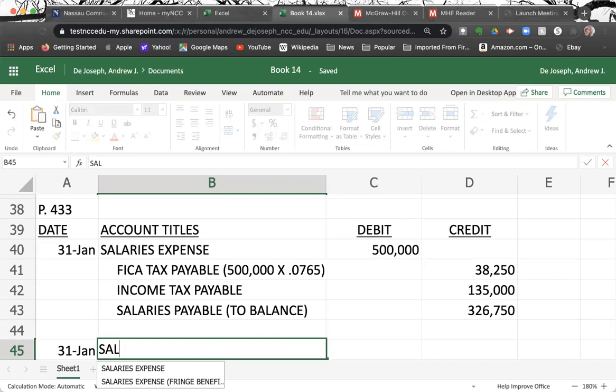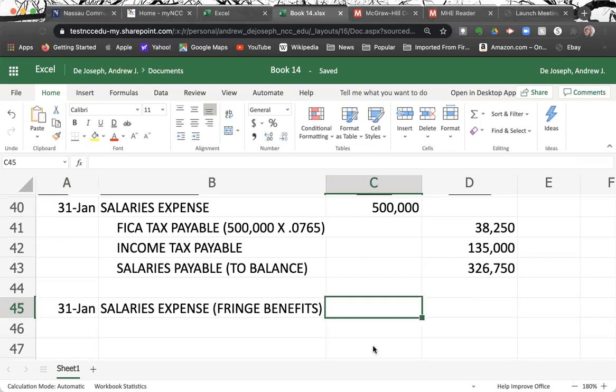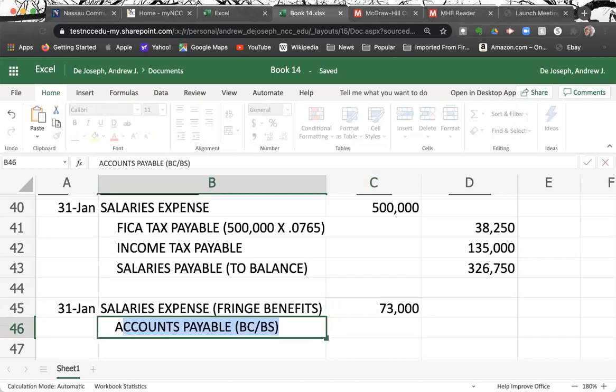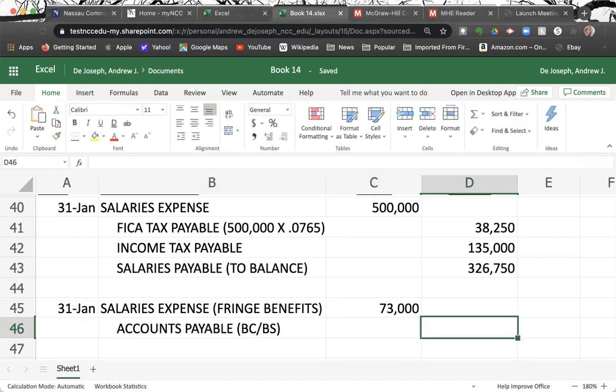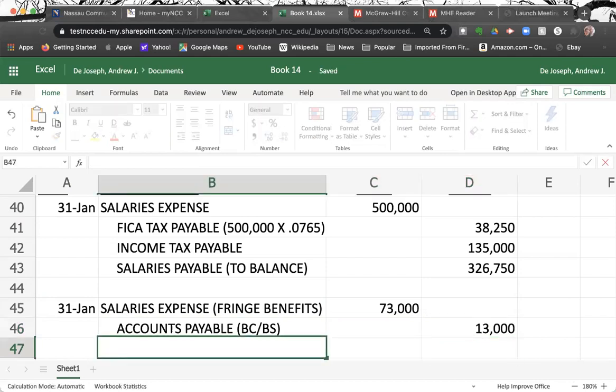Fringe benefits. Now, there were 2 fringe benefits here: health insurance and retirement plan. The total, if you add them together, right, was $73,000. Credit accounts payable for the health insurance. Credit accounts payable for the retirement plan.